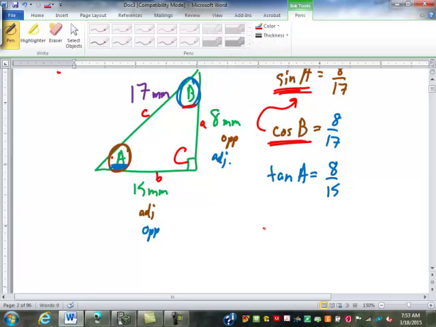Just for fun, what's the secant of angle B? Remember, secant is hypotenuse over adjacent. Well, the hypotenuse is 17. The adjacent side is either the 8 or the 15. We're looking at angle B, so the adjacent one is 8. So 2.125.